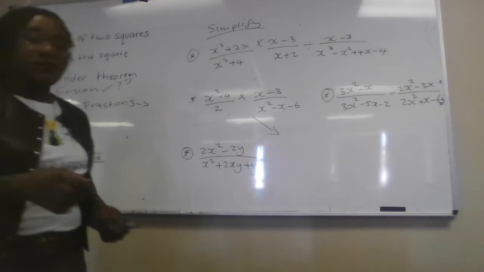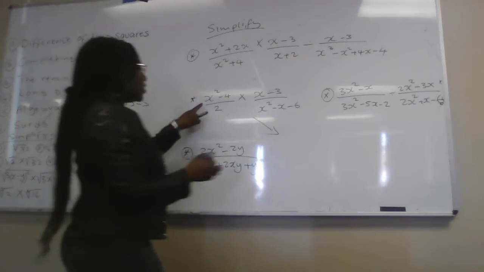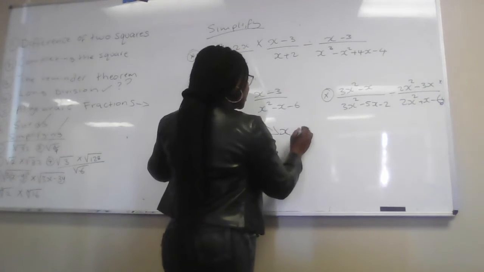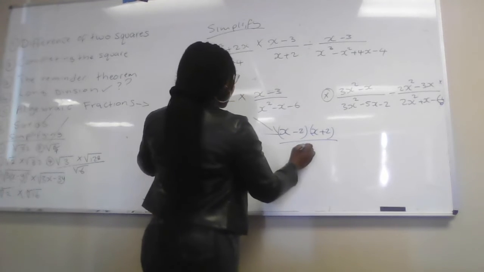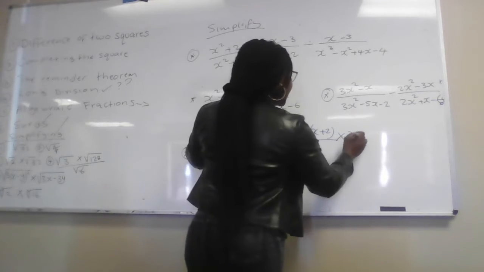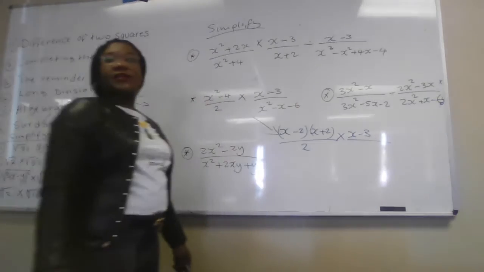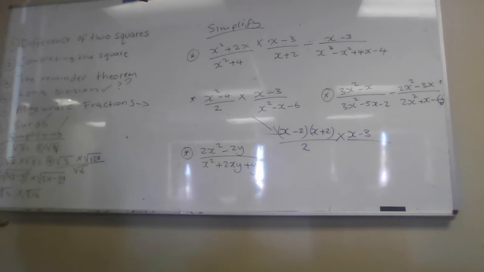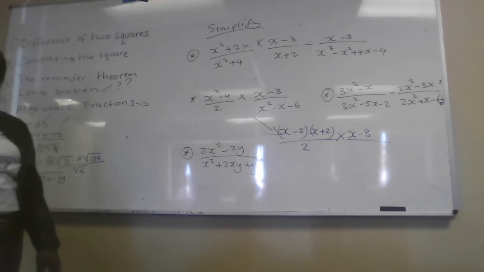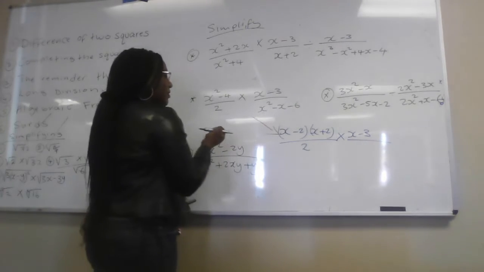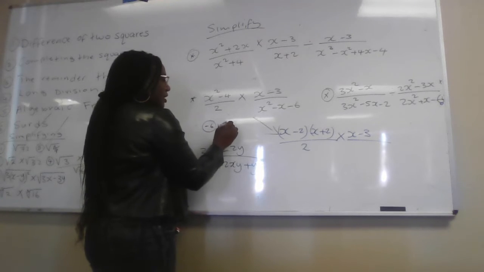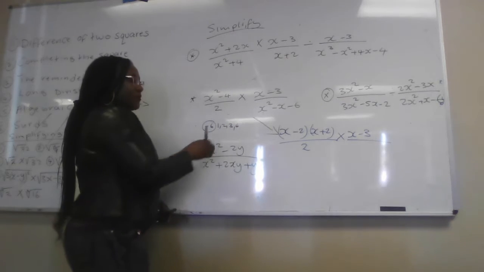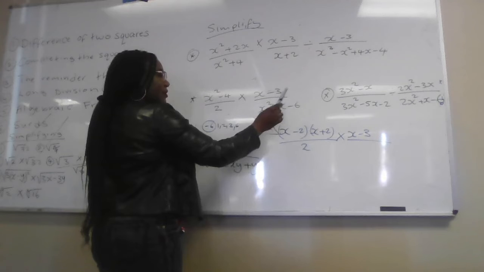Can you see? They want you to simplify. So the first thing, on top here, you are going to have x minus 2 and x plus 2, divided by 2 times x minus 3. Here we have to factorize. What are the factors? 1 times negative 6 is negative 6. It's last week's method: this times that is negative 6. What are the factors of negative 6? It's 1, 2, 3, and 6. Which two, when you add, give minus 1 and when you multiply, give negative 6?